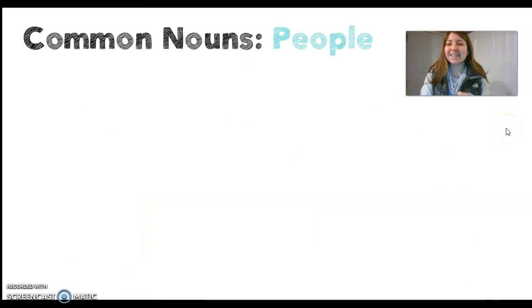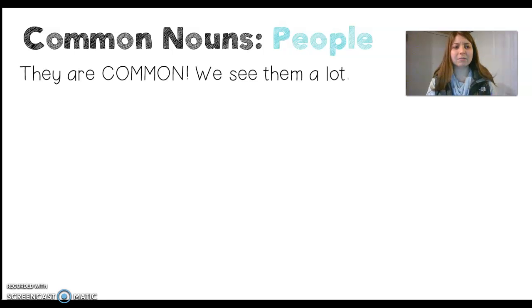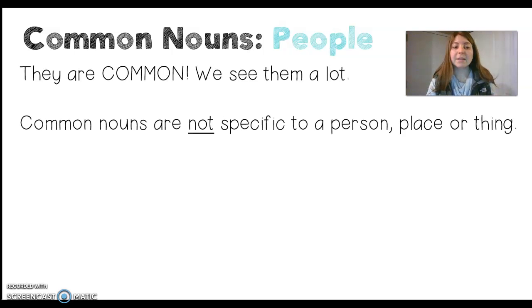So now let's dig in deep into each one. Common nouns, people. People are common nouns. Now, what is common? People are common. Common means we see them a lot. Common nouns are not specific to a person, place, or thing. That means they're not specific names. I'm Miss Crockett. Miss Crockett is not a common noun, but I'm a teacher. Teacher is a common noun.